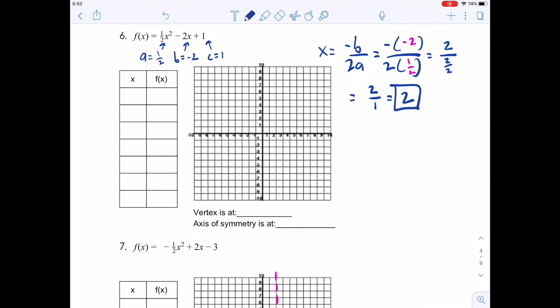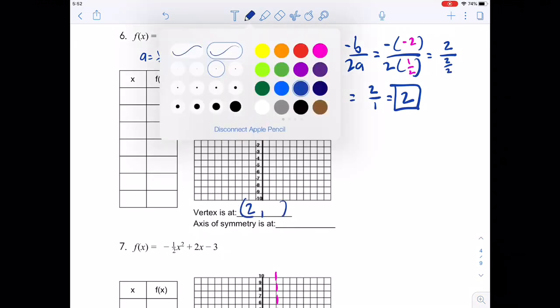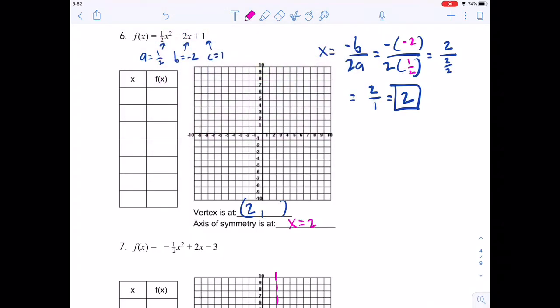So that's the x value of your vertex. So here's 2. And that's also going to give you your axis of symmetry. So x equals 2 is your axis of symmetry. And now we need to find what the y value is of our vertex. We're going to substitute that back in the equation. So f of 2 equals 1/2 parentheses 2 squared minus 2 times 2 plus 1.